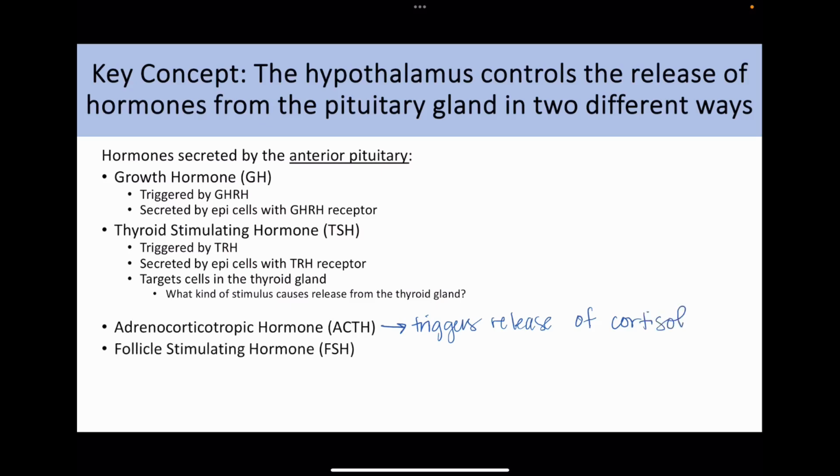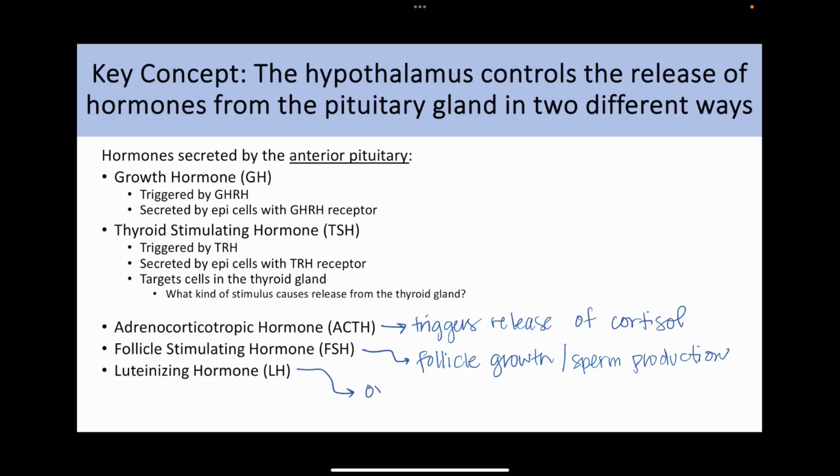Follicle stimulating hormone gets released here at the anterior pituitary. It's going to control follicle growth at the ovaries, so the growth and development of the egg and follicle. And then also it's going to have some control over sperm production. But we'll talk more about those functions when we get to the reproductive system. And we have luteinizing hormone. We talked about this a little bit on Wednesday as well. It's going to be involved heavily in triggering ovulation.